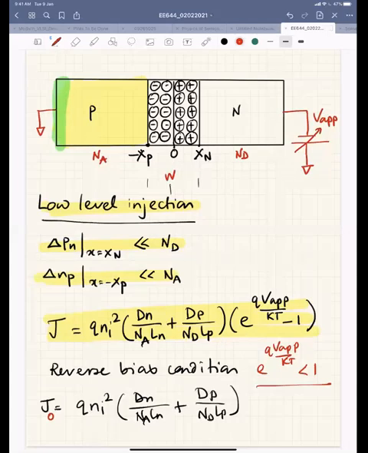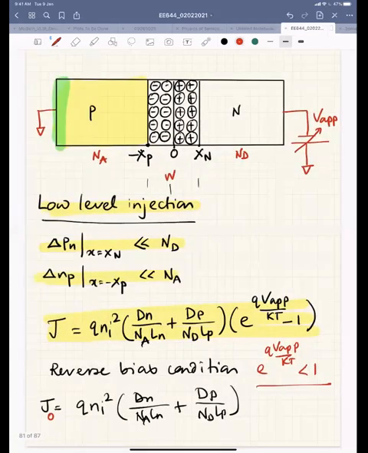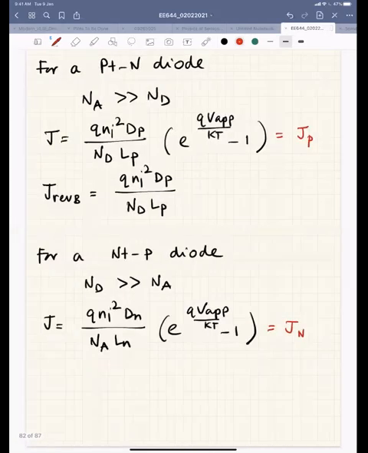Okay, this is for a general PN junction, but most of the diodes we come across in devices are either N plus P or P plus N. So for a P plus N diode, where Na is much higher than Nd, the current is only because of holes.